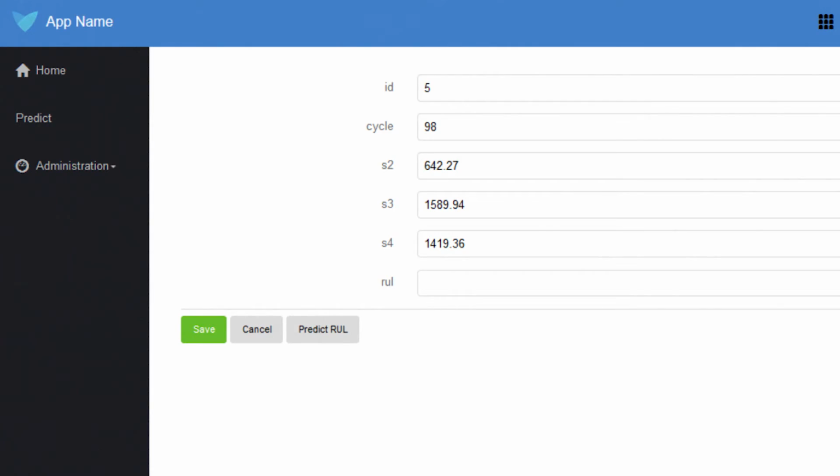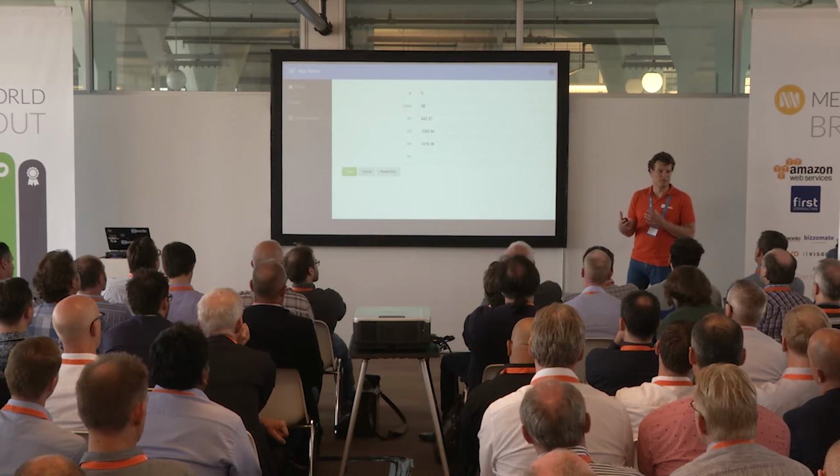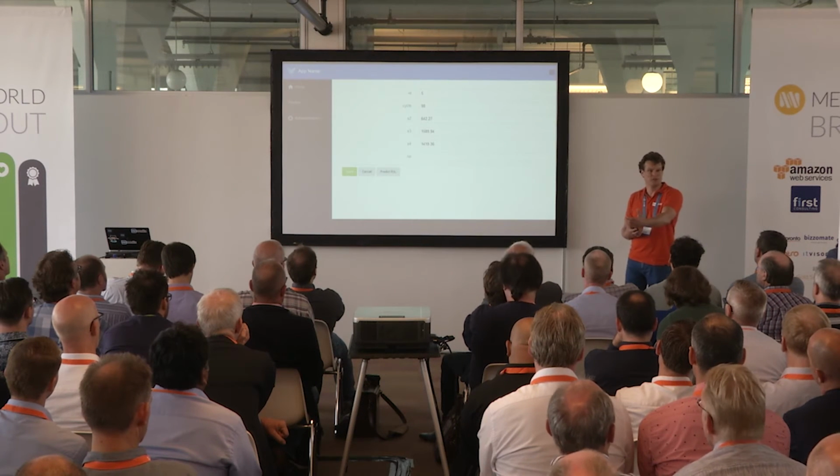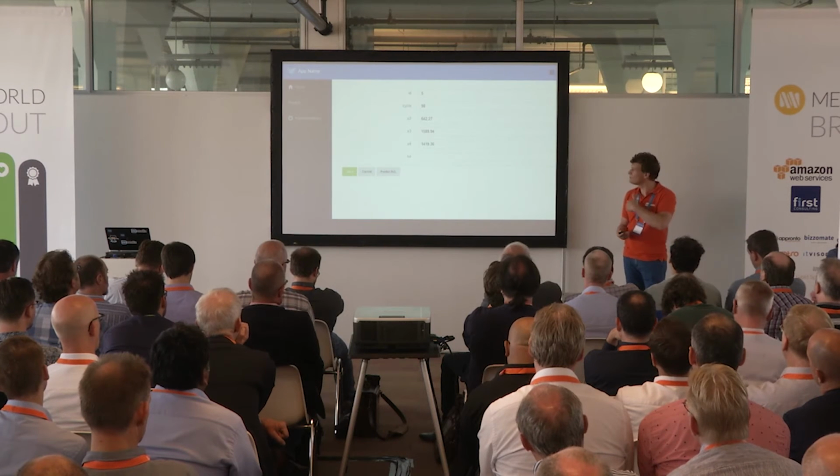Now what you can do in Mendix is basically the same thing. You can create a new record set of input values, then call the machine learning model in Amazon, and it will tell you the remaining useful life cycles.